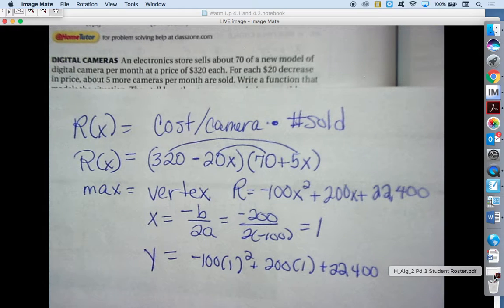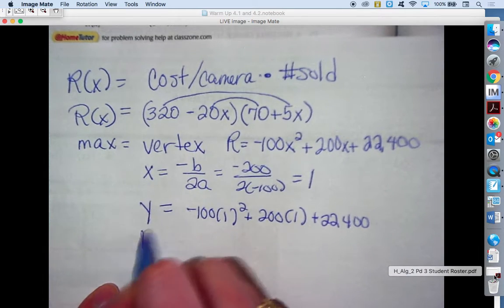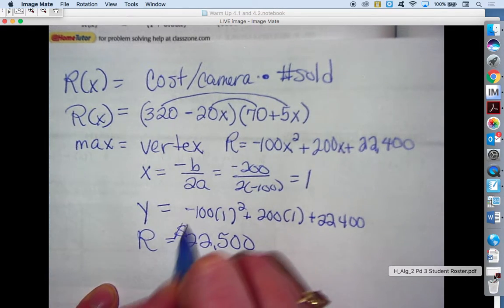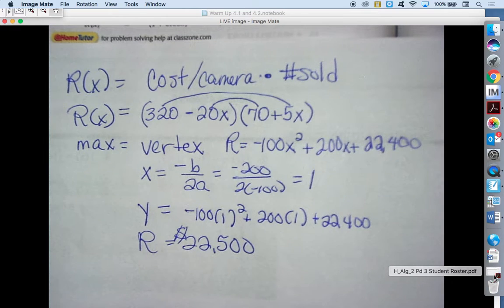300. 70 plus 5 is 75. You're then multiplying 300 by 75. Either way, you should get a revenue of $22,500. So that would be the max revenue for 1 month that we would earn just from selling the cameras by putting them on sale for $20.